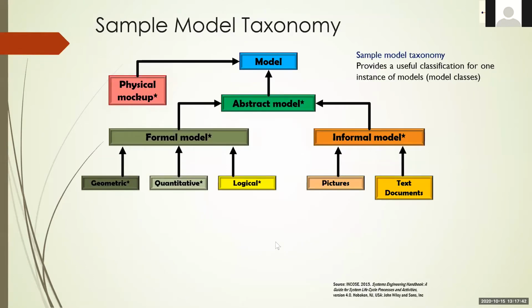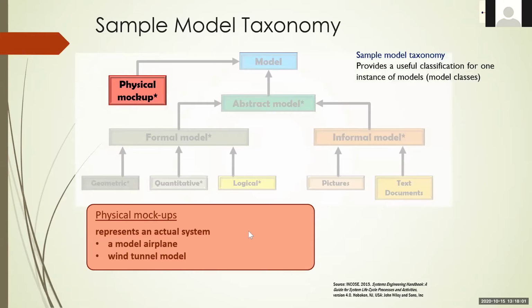Now, here we will continue on some examples of taxonomies for models. When we're looking in the literature, there are many different taxonomies. In the one that we have in front of us, they talk about abstract models and physical models. The physical is going to be the representation of an actual system. As an example, we can have a model of an airplane, or we can have a wind tunnel, okay?